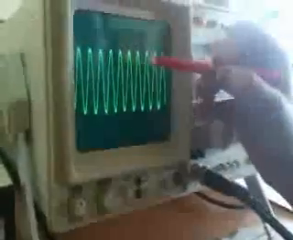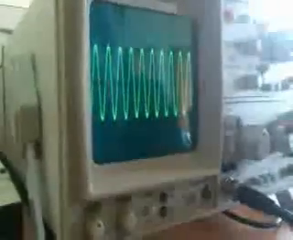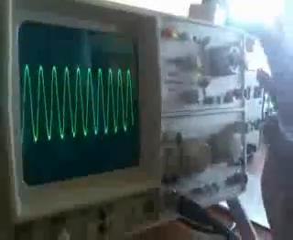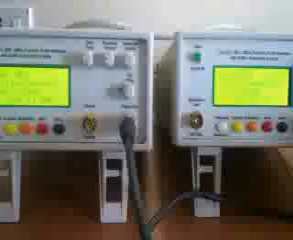So 4 blocks, 1, 2, 3, 4, and volts per division is 0.2. So 4 into 0.2 becomes 0.8 volt, which is equal to 80 millivolt. This is the first step.